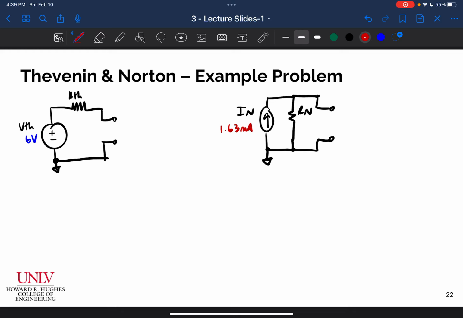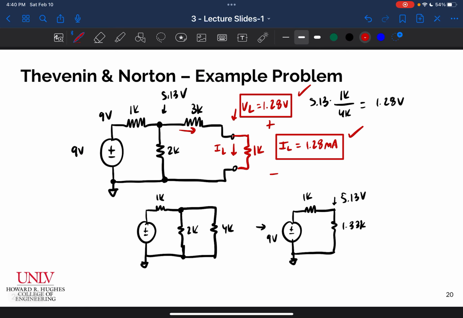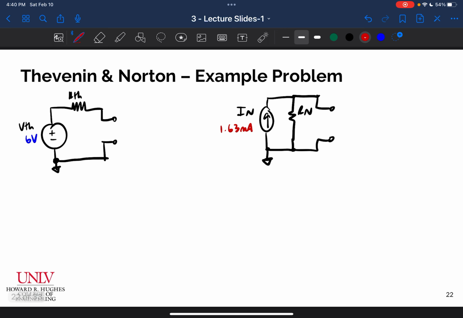I'm running out of space on this slide. And this video is getting a little bit long, so in the next video, I will determine that resistance, and then we can check our load to make sure that we are getting the value that we expect from the first slide, which is 1.28 volts and 1.28 milliamps. All right, go ahead and end this video now.